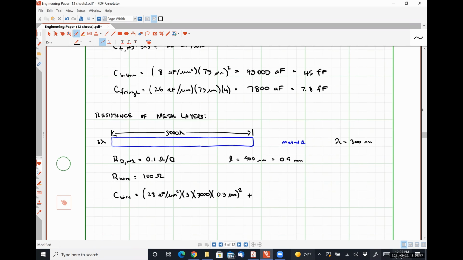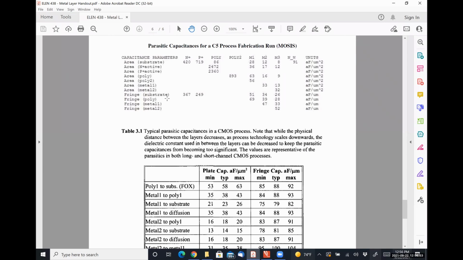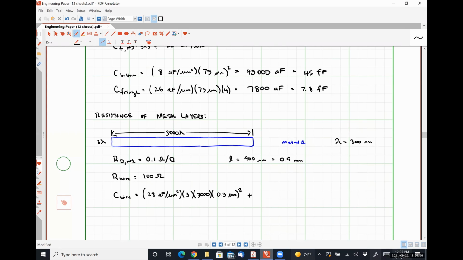So we'll also have to concern ourselves with the fringe contribution, where the fringe contribution between substrate and metal layer 1 is 51 attofarads per micron. And then we are going to have 6,000 plus 6 as a perimeter, right? So 6,006 times 0.3 microns. So somebody please tell me what number we get there.